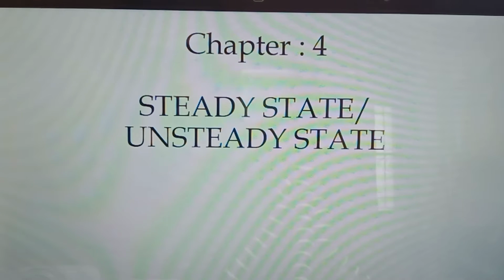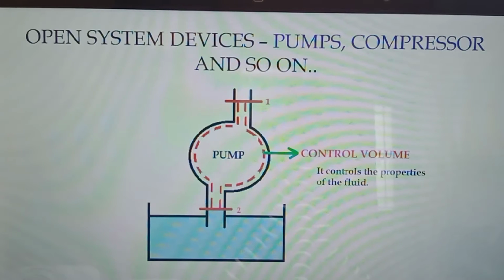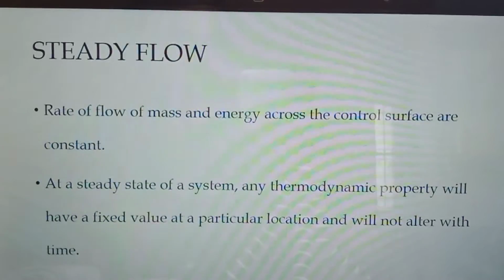To begin with, we should know what a control volume is. Take any one open system device like pumps, compressors, which all have both mass and energy interaction with the surrounding. Here I have taken a pump for our study. The dotted line in this region represents the control volume. It controls the properties of the fluid.